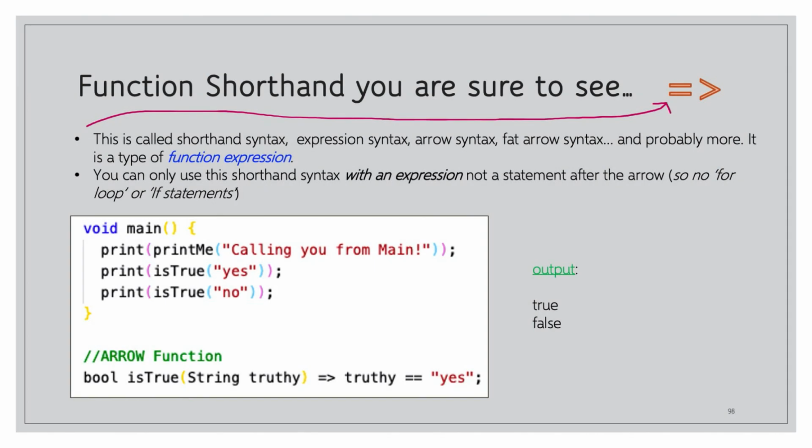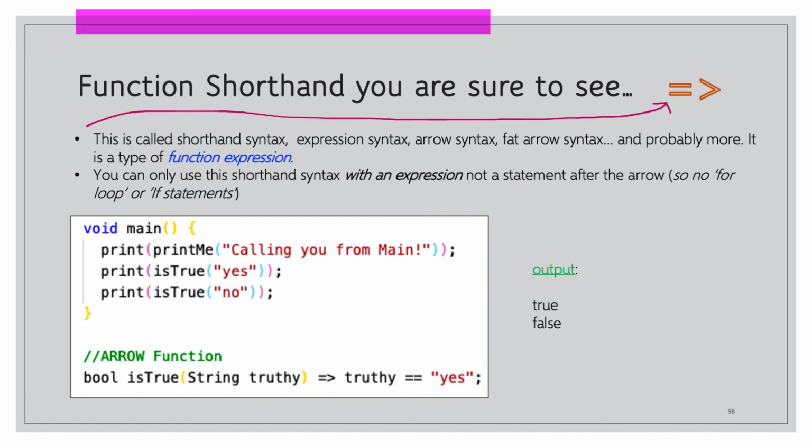Okay, so we'll check out arrow functions. Function shorthand you are sure to see. This is called shorthand syntax, expression syntax, arrow syntax, fat arrow syntax, and probably a whole bunch of other stuff that I haven't. Oh, lambdas. Sometimes they call this lambdas in Dart. It is a type of function expression. You can only use this shorthand syntax with an expression, not a statement after it, so there's no for loops or if statements. It is known as a function expression.